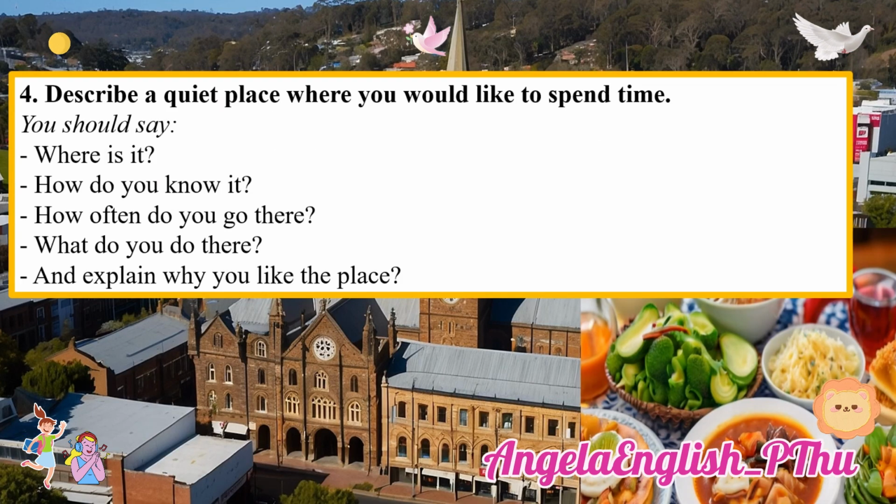4. Describe a quiet place where you would like to spend time. You should say where is it? How do you know it? How often do you go there? What do you do there? And explain why you like the place.